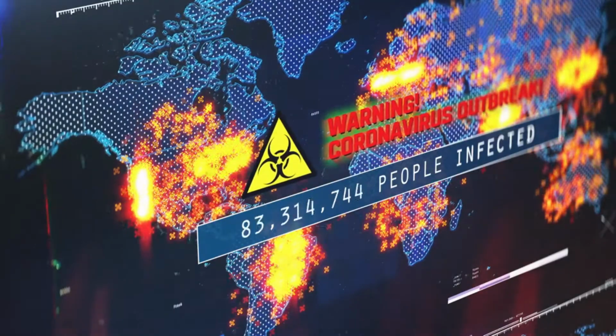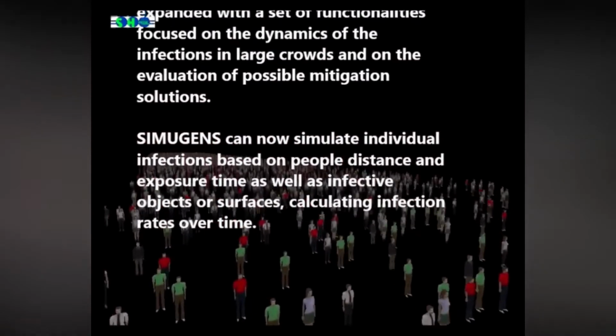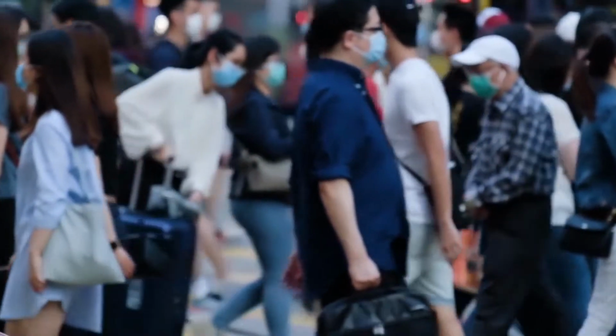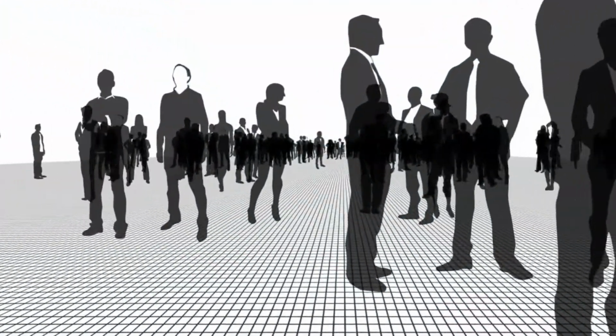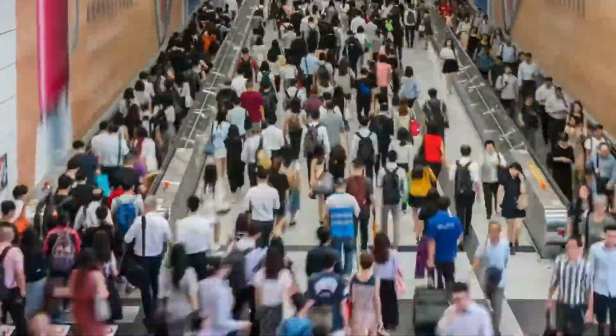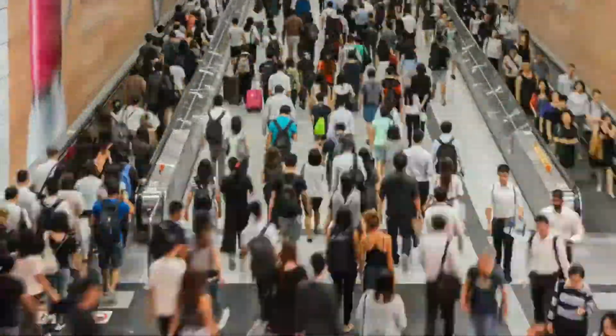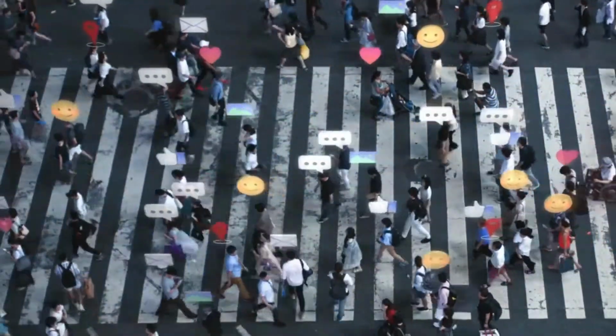Following this outbreak of COVID-19 virus, Simugens has been expanded with a set of functionalities focused on the dynamics of the infections in delimited areas, and as a consequence, the evaluation of possible mitigation solutions, or even better, to avoid any possibility of infection. Simugens Infections can be used in all the situations with regard to flows of people with an increased risk of infection and contamination.